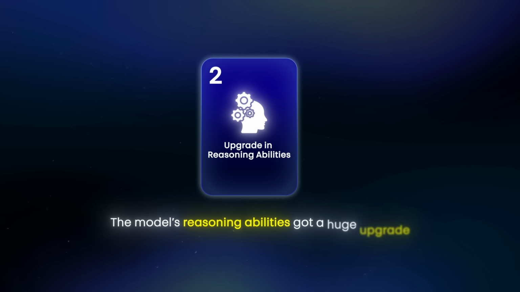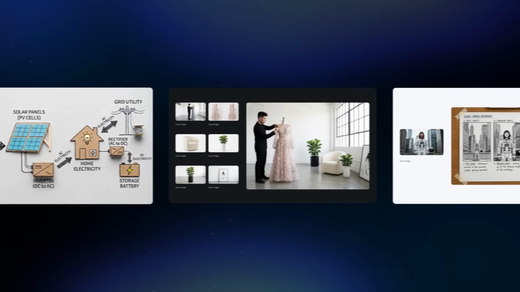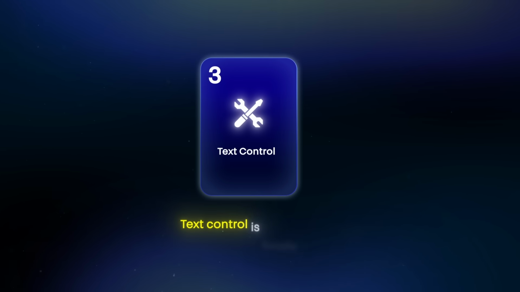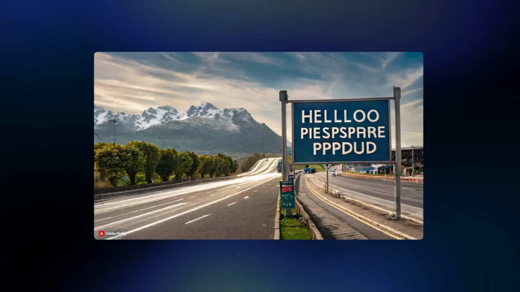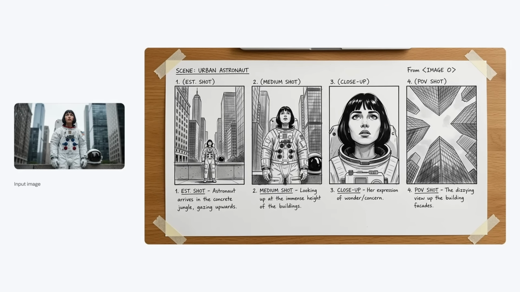Second, the model's reasoning abilities got a huge upgrade, which means it's now able to look things up on the internet and understand your requests more clearly. And third, text control is finally fixed. The old version struggled with even simple words, but this update gives you clean, accurate text with no typos. These 3 upgrades are the foundation of why Nano Banana Pro is now a must-have for any advertiser.